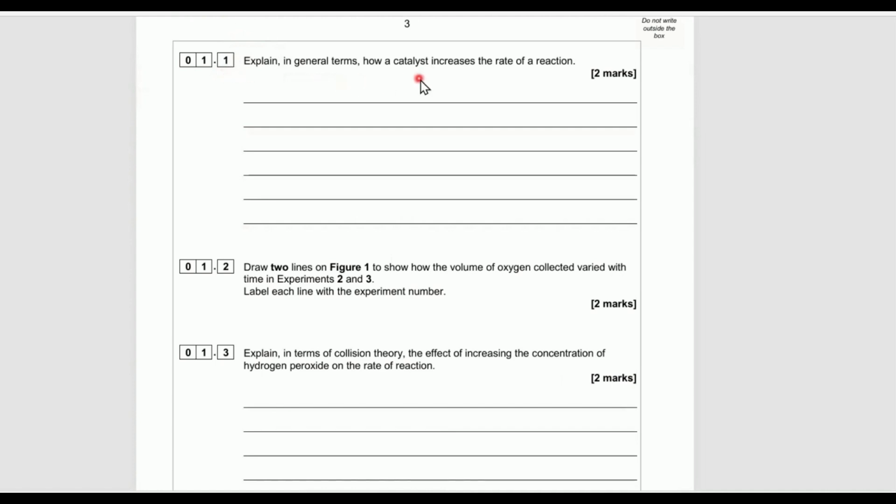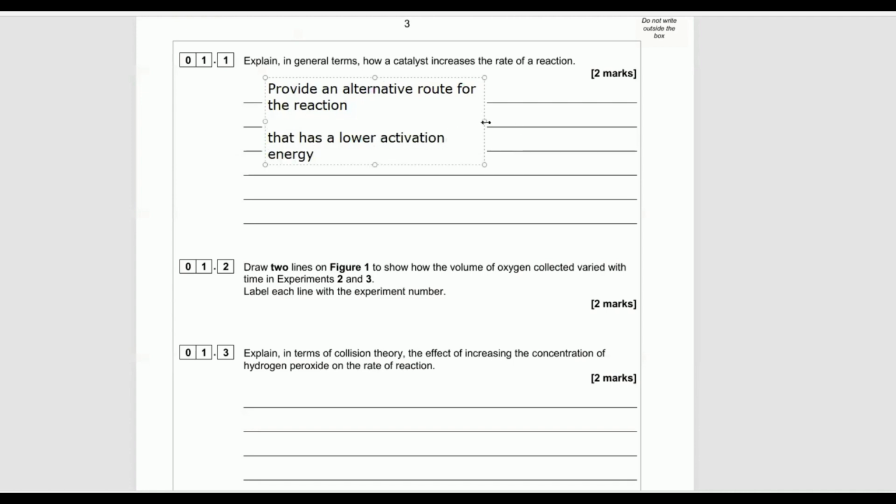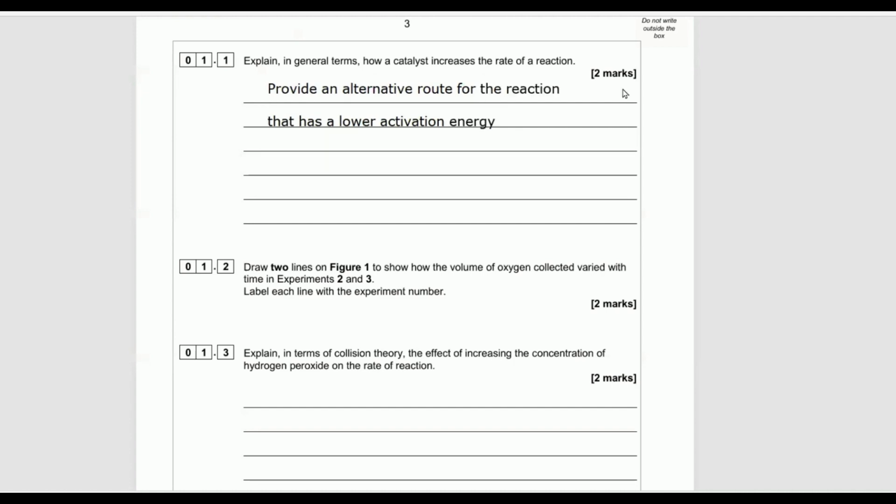1.1, explain in general terms how a catalyst increases the rate of reaction. We should all know that catalysts provide an alternative route for the reaction. And what is it about this route that is special? You should know the route has a lower activation energy. And that will get 2 marks.